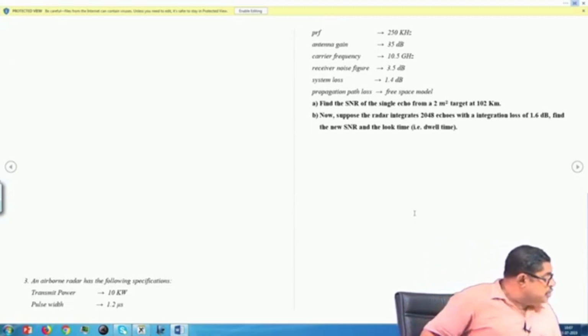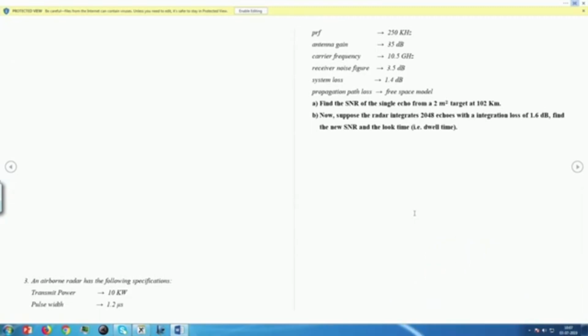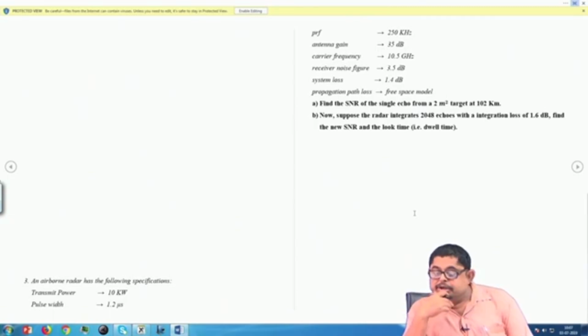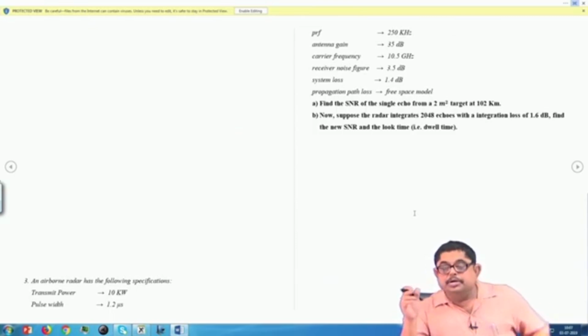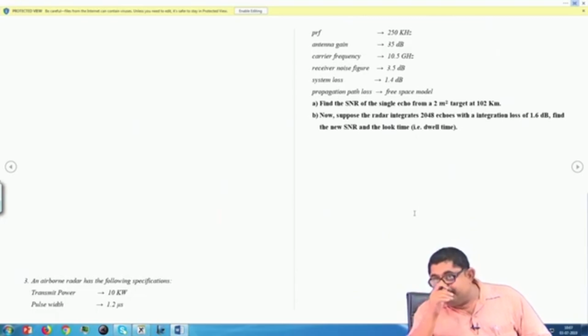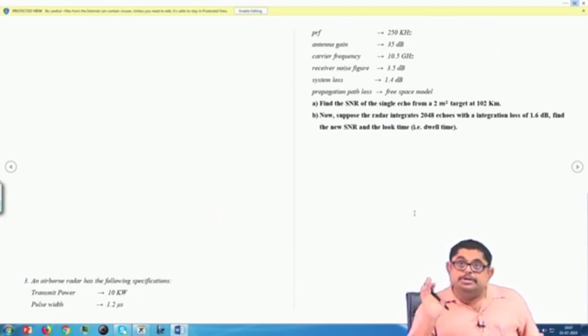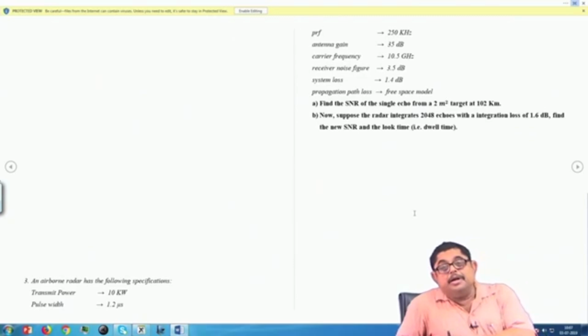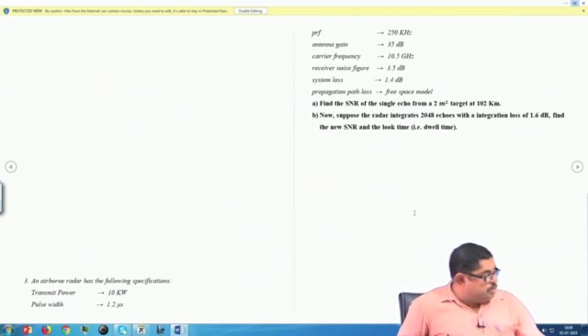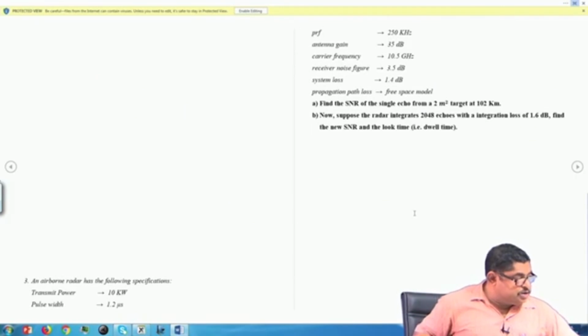kilometer. Okay. And then it is saying that now suppose the radar integrates 2048 echoes with the integration loss of so and so, find the new SNR and the look time. That means, for how long a target is looked at by a radar. So, this is a problem on the concept of integration of pulses. So, that we will see.